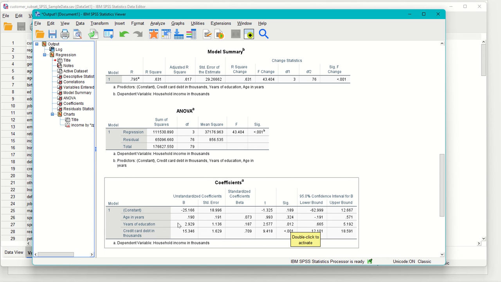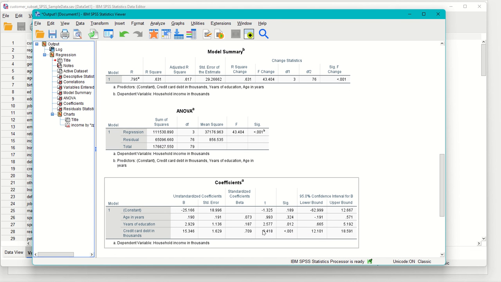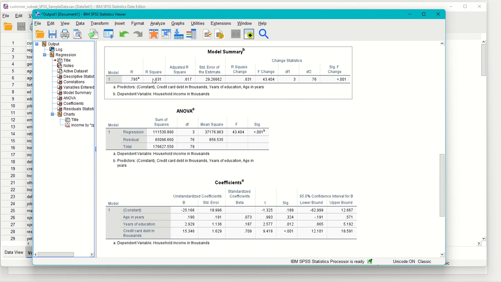And you can see here also the age in years was not significant, but the years of education and credit card debt were. So to find out just how strong the relationship that exists here is, we would need to look at the R squared. And you can see here that 63% of the variance in household income can be accounted for by these predictor variables. So that's a pretty strong relationship.